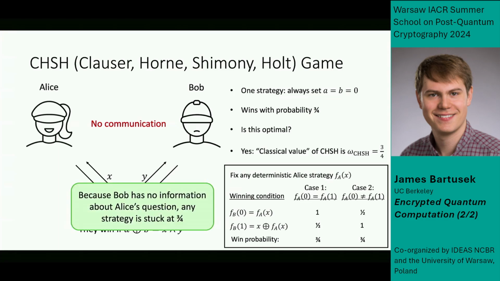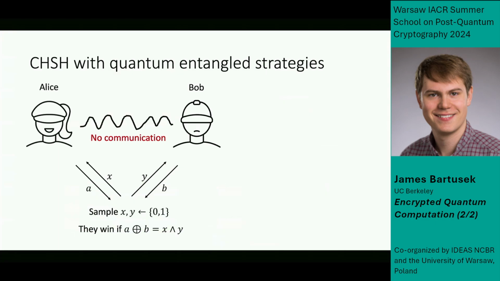So this is a really long-winded way to prove the optimality of this game, but the point that I want you to carry with you is that the fundamental reason the classical value of CHSH is stuck at 3/4, that they can't do better than 3/4, is because Bob has no information about Alice's question. Anything they try to do, because Bob cannot guess the value of X, they cannot do better than 3/4.